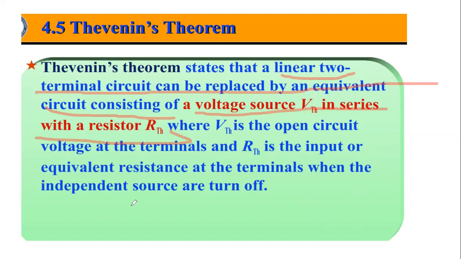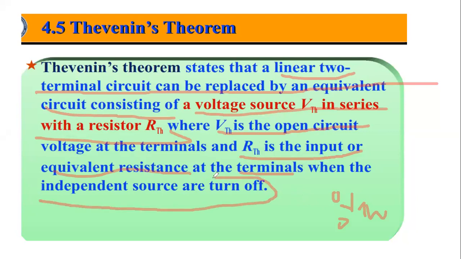VTH is the open circuit voltage at the terminals. It means the terminals will be open, and then we have to find the voltage, and that voltage will be called VTH. So you should focus on this. And then RTH is the input resistance or equivalent resistance at the terminals when the independent sources are turned off. Please focus on this statement. All the process of the theorem is already given here in the statement itself.